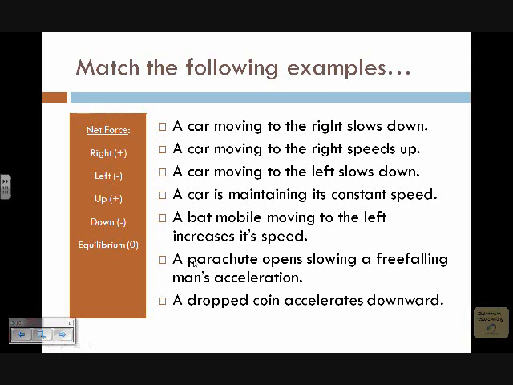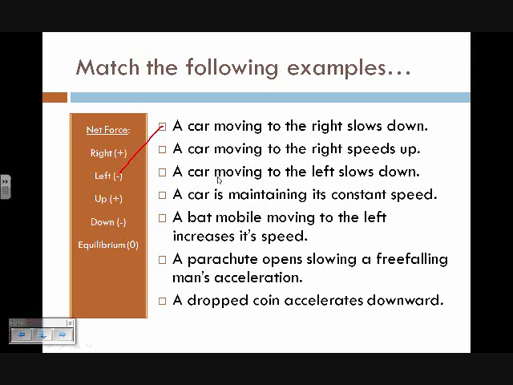Okay, here we're going to match the situation with the direction of the net force on that object. So in this first situation, a car moving to the right slows down. The net force would be in which direction? Right here, a car moving to the right is actually slowing down. It should be left because the force against the car's motion is greater going left than the force going right with the motion of the car. So you can go ahead and draw a little line here going to the left.